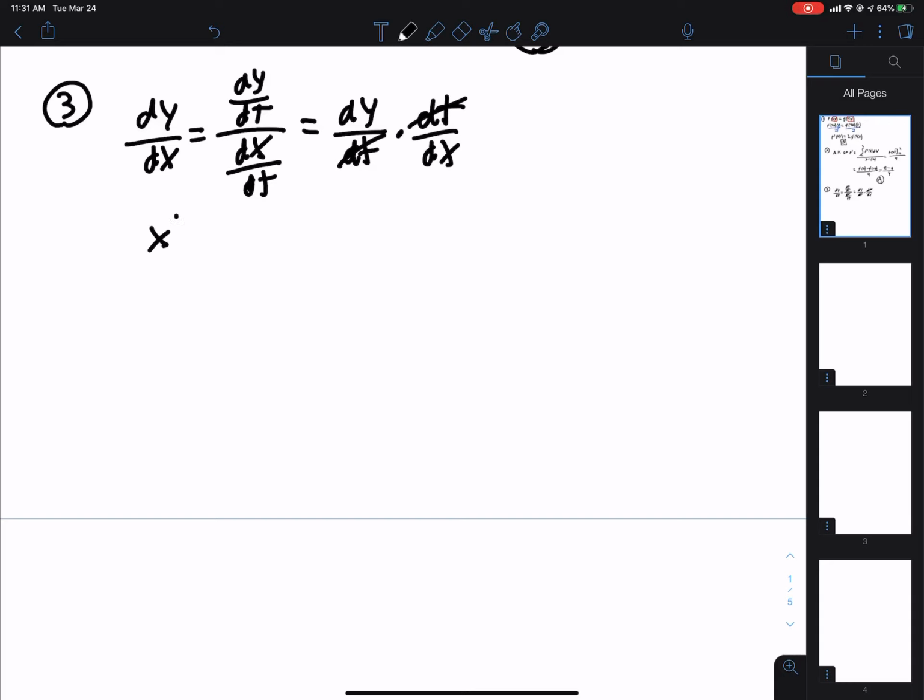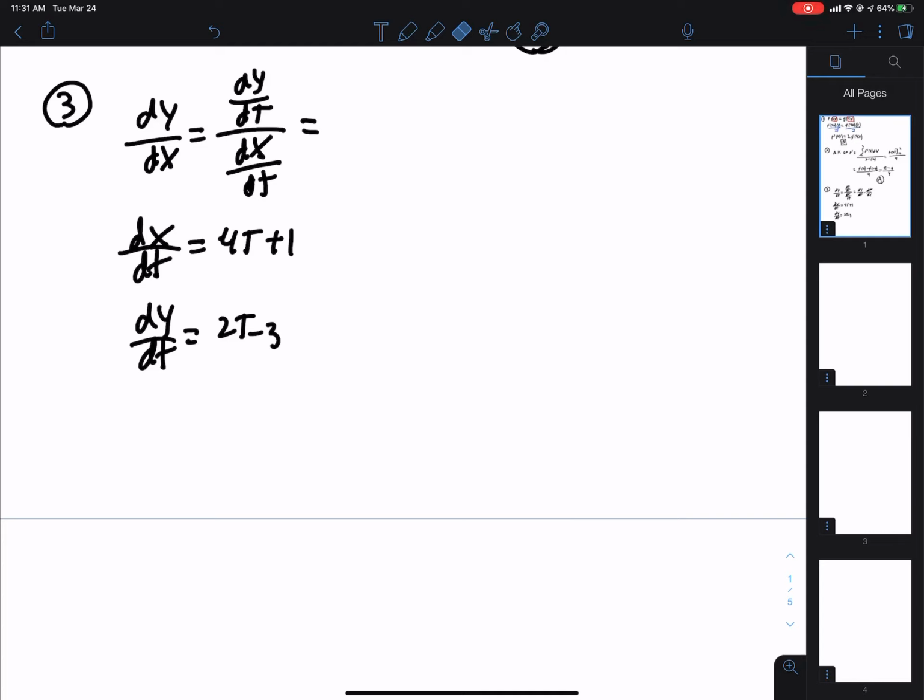So x prime of t, or I should write that differently, dx dt is just a derivative of that first one, which will be 4t plus 1. And dy dt is going to be 2t minus 3. Let me erase this. So that will give us 2t minus 3 over 4t plus 1. And they want to know when this will equal 4.